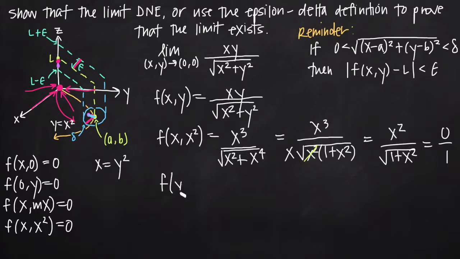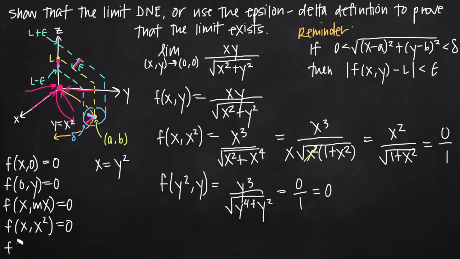So in other words, we do y squared comma y, and there of course we would just plug y squared in for x, and in the numerator here we would get y cubed. In the denominator we would get square root of y to the fourth plus y squared. And if we simplify that and evaluate at y equals 0, what we see is that we get the same thing here, 0 over 1, which is equal to 0. So we can say that f of y squared, y is equal to 0.